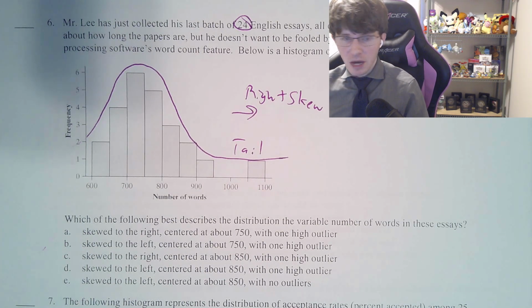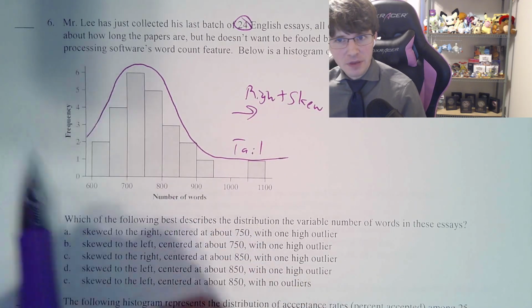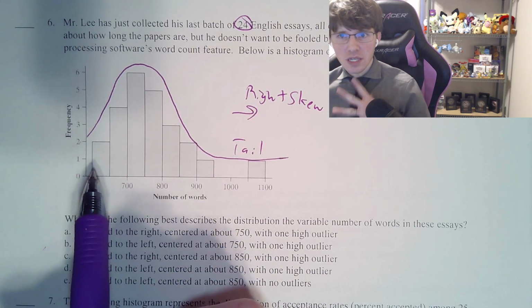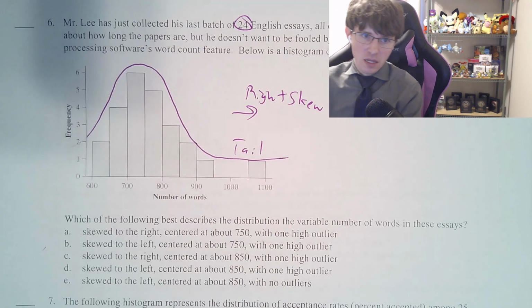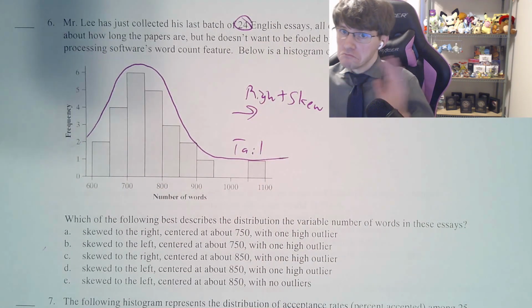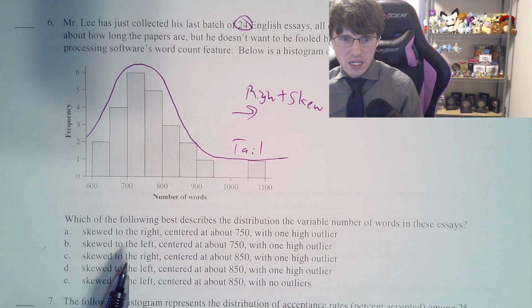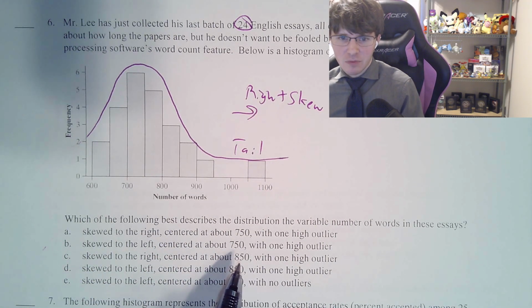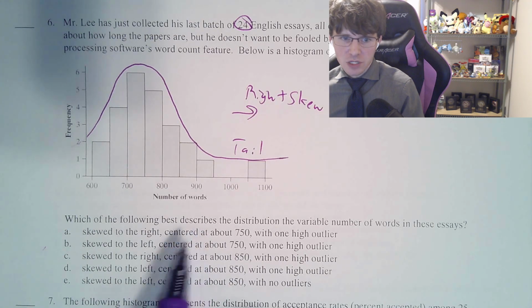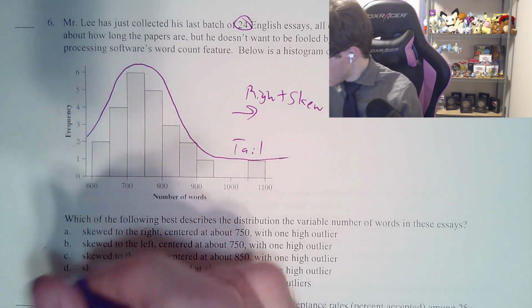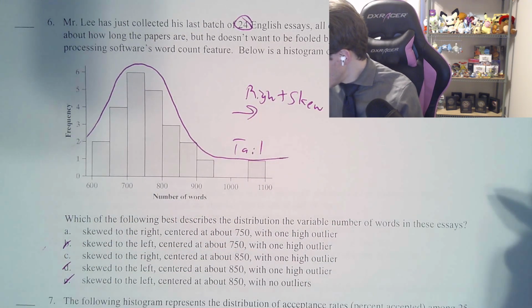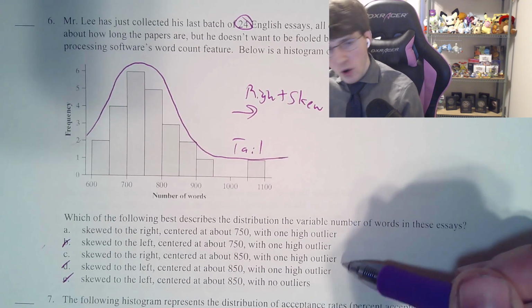But the other way of thinking about it is that the data is clumped up on the left and the skew is the opposite of that. So the data's on the left, skew on the right, done. Okay, so we have the right skew version of the tail and it's centered at about one of these two. So it's definitely not going to be B or D or E. Really quickly, they both have one high outlier.